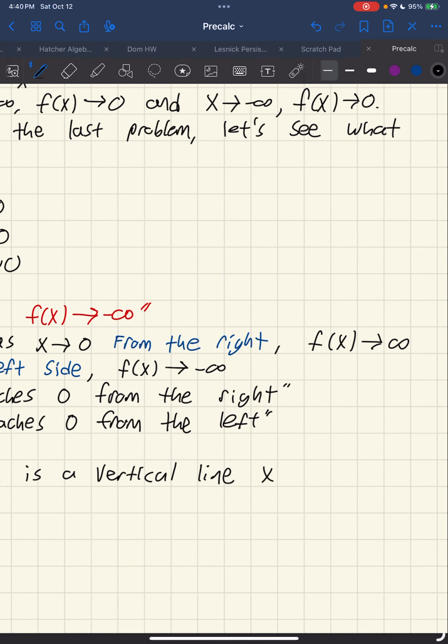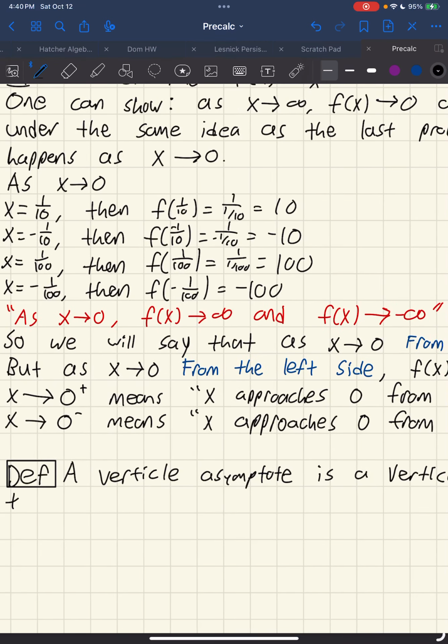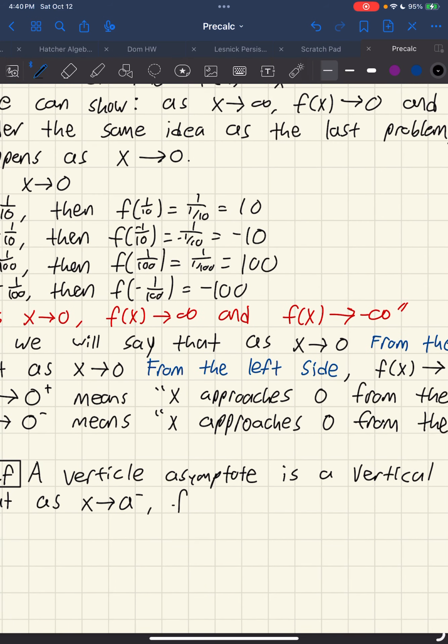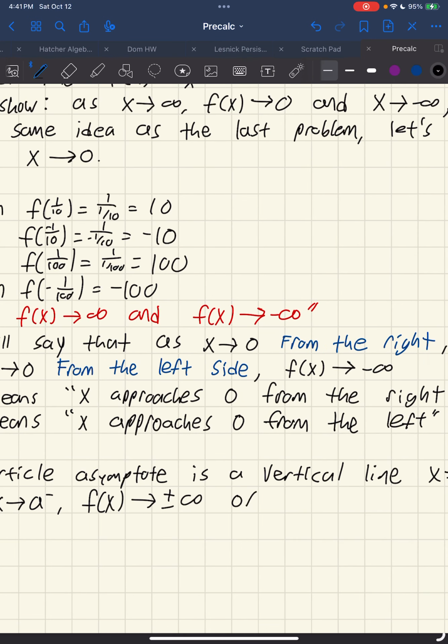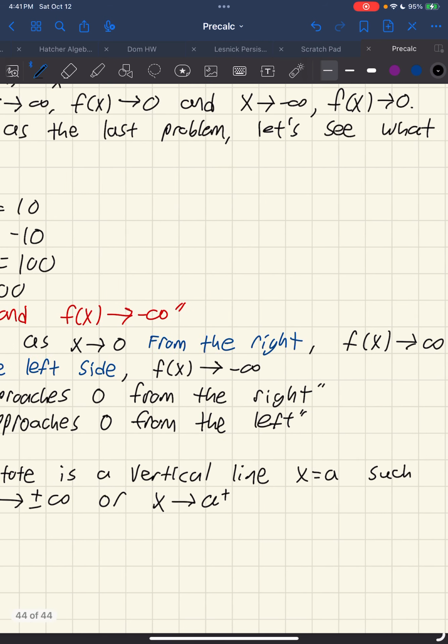So, a vertical asymptote is a vertical line x equals a for some value a, such that as x approaches a from the left side, f of x is going to infinity. One of the infinities, plus or minus. I'm just going to write this plus or minus to indicate it could be positive, it could be negative, either way. And similarly, for x going to a from the right, f of x is also going to plus or minus infinity.